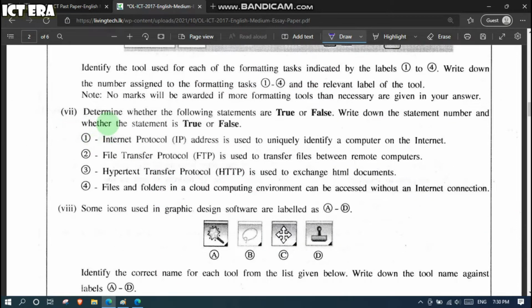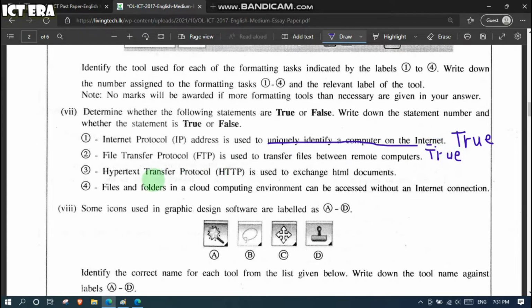Okay, then the next one, determine whether the following statements are true or false. Write down the statement number, whether the statement is true or false. Then, Internet Protocol address is used to uniquely identify a computer on the internet. Yes, it's correct. So the first one is true. FTP, file transfer protocol, is used to transfer files. Yes, true.